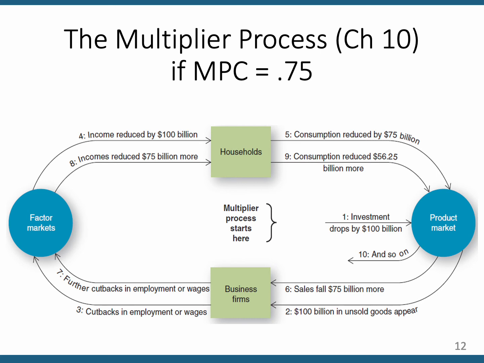Now people are going to cut their spending by 75% of that amount and cut their savings by 25% of that. So consumption goes down by $56.25 billion, 75% of 75, which affects product markets. And you can see this will continue and diminish over time, but this is the multiplier process, showing you that when there's a decrease in spending in the economy, in this case caused by businesses, it gets multiplied.